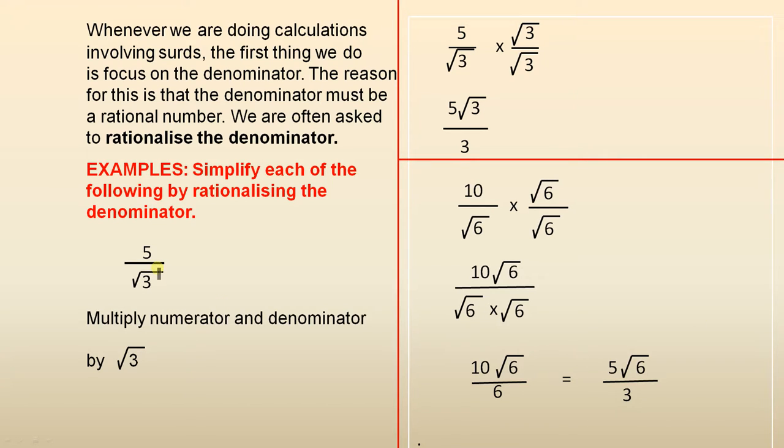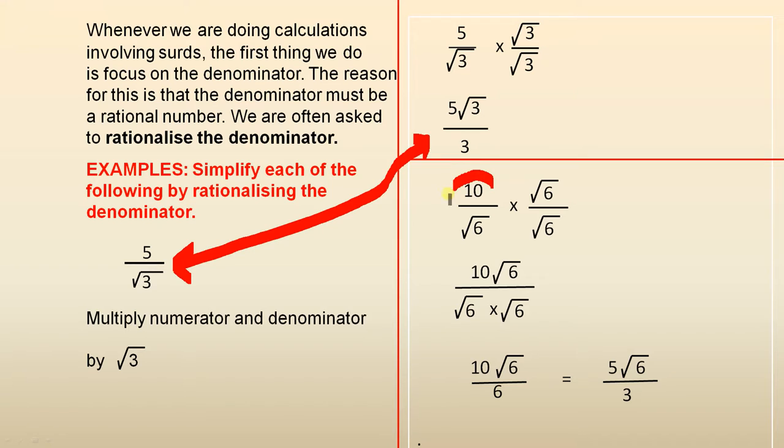So here is the first sum here. If we multiply the numerator and denominator by the square root of 3, that's this line here, which is simplified to that line there. So the answer is 5 the square root of 3 over 3. So these two here have exactly the same value. However, the denominator is rational.